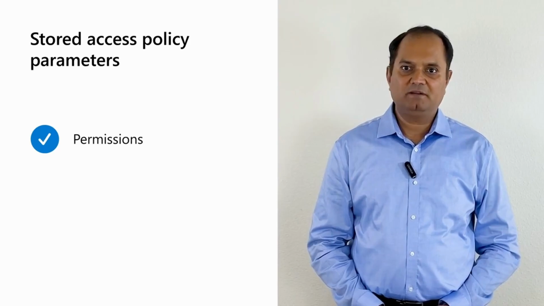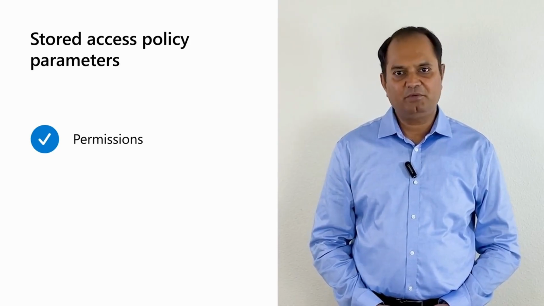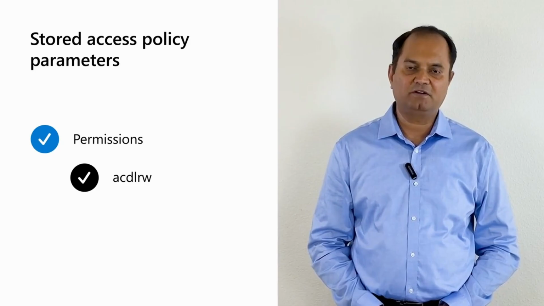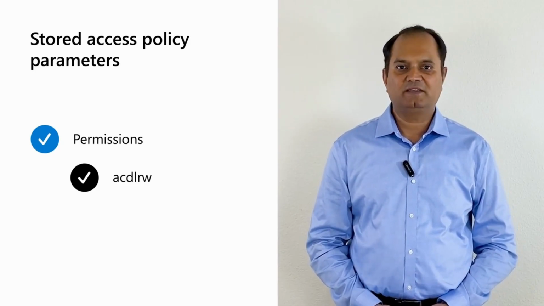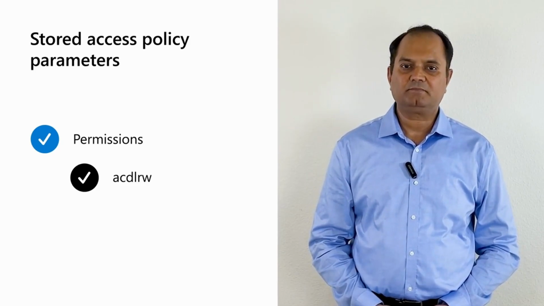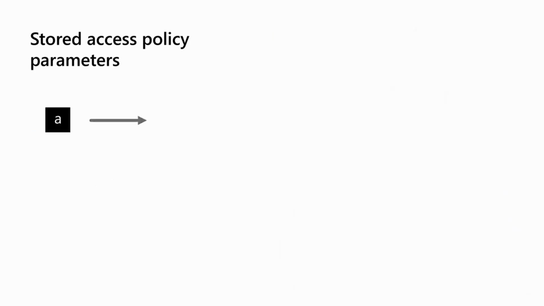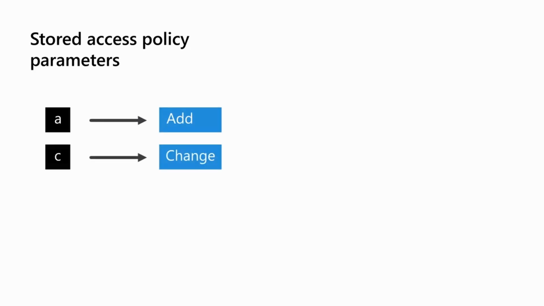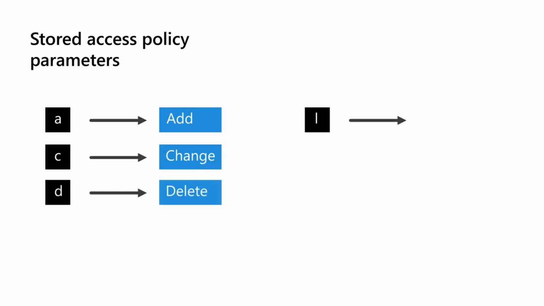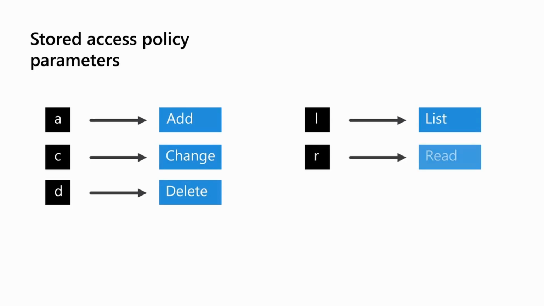The permissions parameter accepts a string that can include any combination of the ACDLRW permissions, allowing for a flexible list of permissions. In the string ACDLRW, the character A represents the permission to add, C represents the permission to change, and D represents the permission to delete. The character L represents the permission to list or view, R represents the permission to read, and W represents the permission to write or update the resource content.